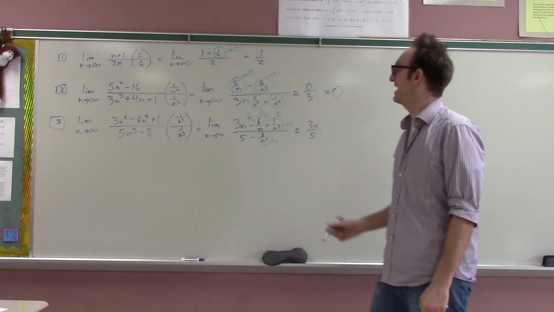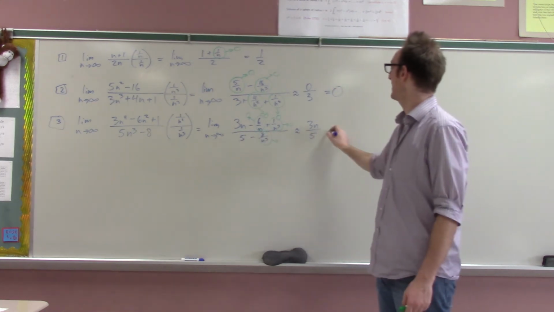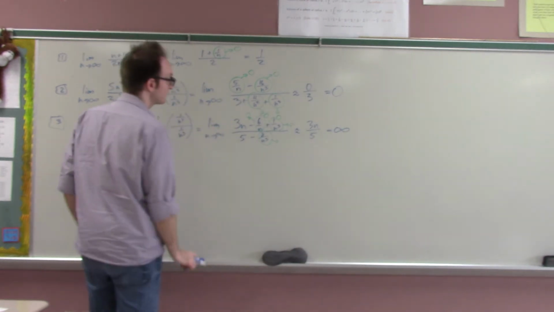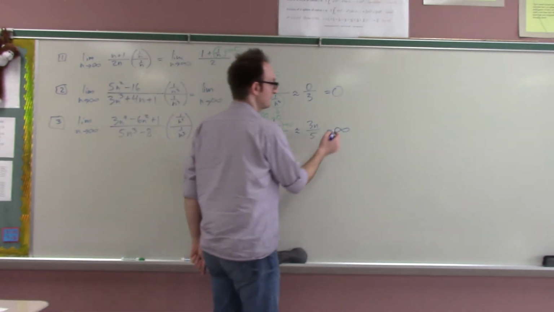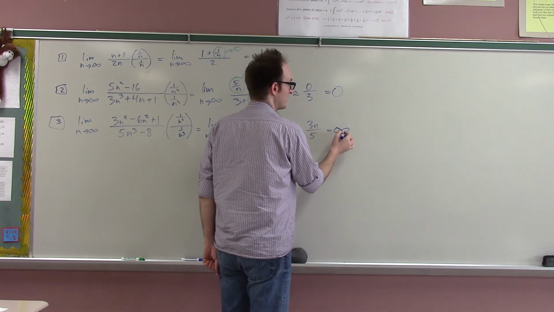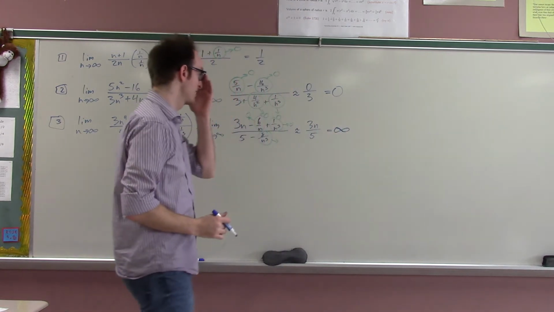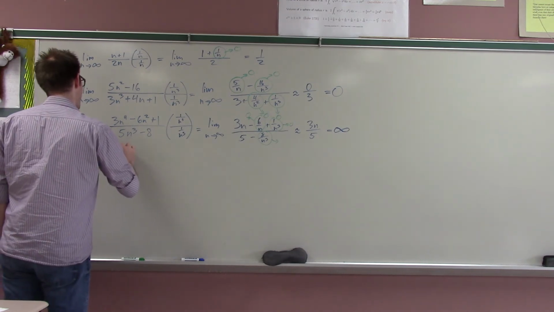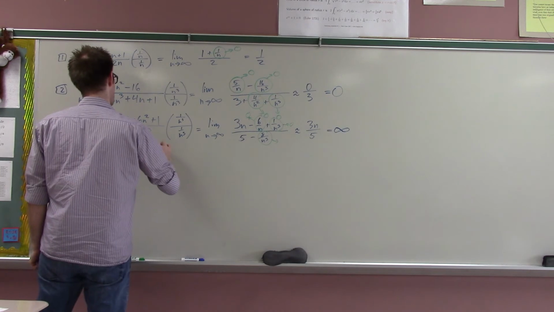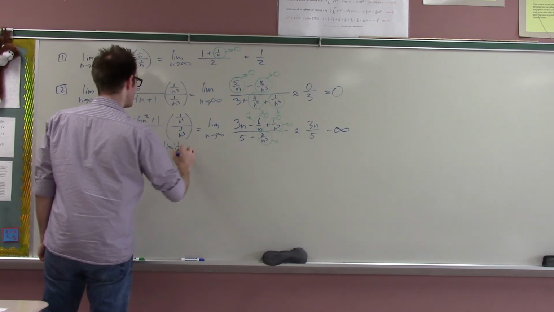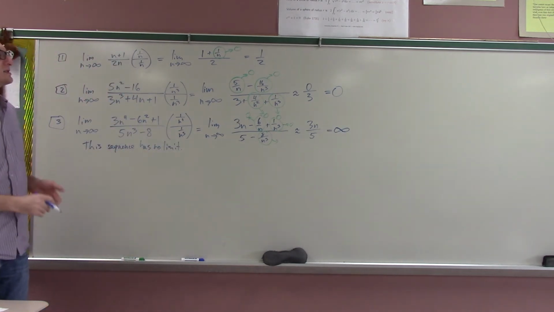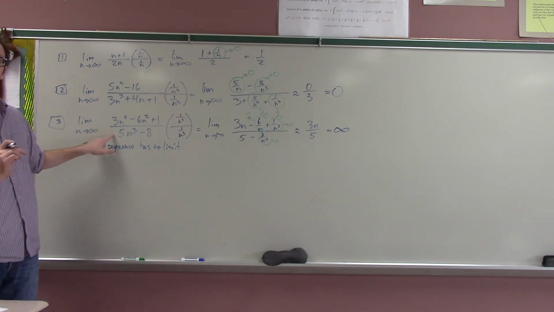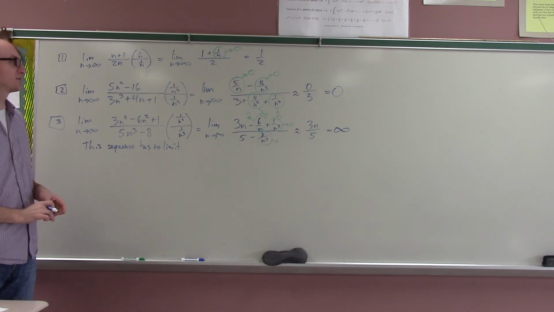And what happens as n approaches infinity to 3n over 5? This goes to infinity. Now, infinity is not a number, and in fact, if you look back at our definition of what it means for a function to have a limit, what we actually say is this sequence has no limit. It has no limit because there is no one number which the terms of this sequence are getting closer and closer to as n goes to infinity.